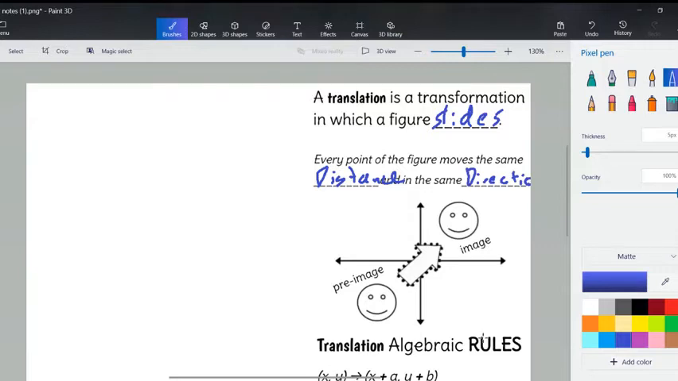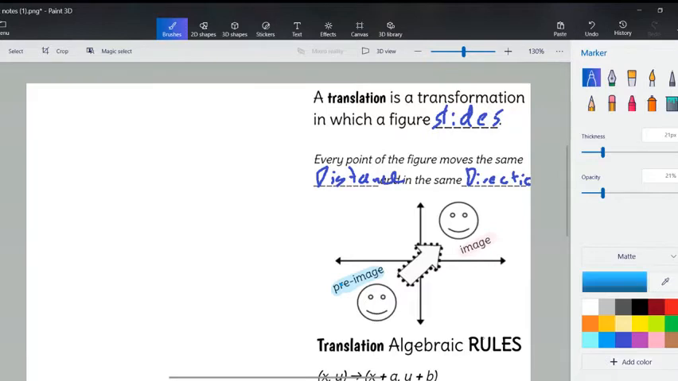Okay. So the biggest thing I want you to look at, and go ahead and highlight these in your notes, are the pre-image and then the image. Those are the 2 things that we're looking at.